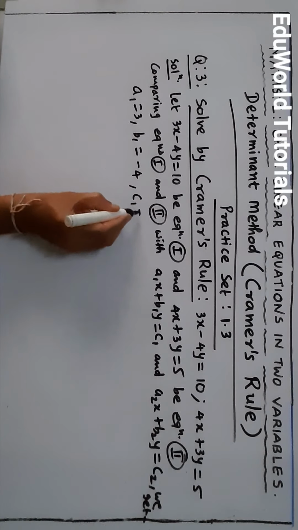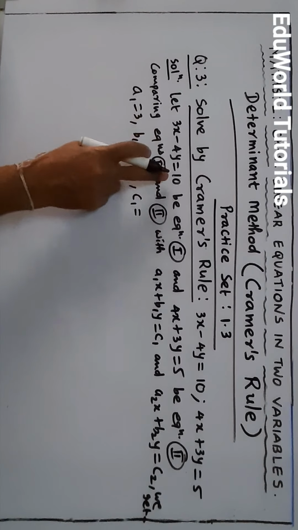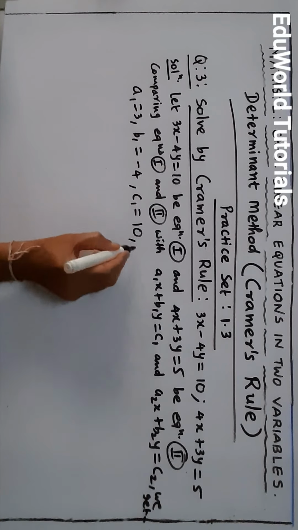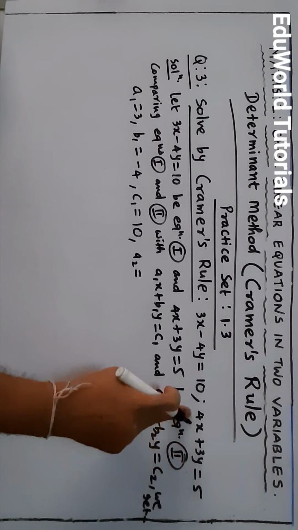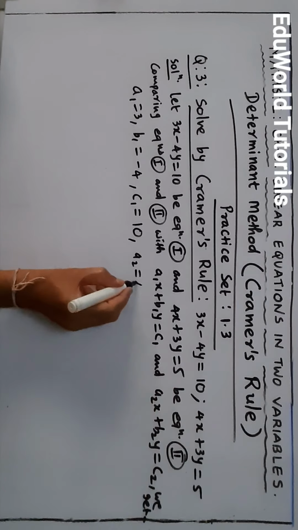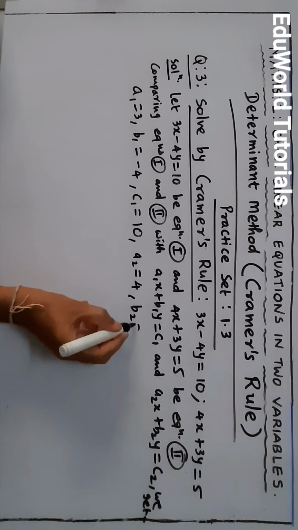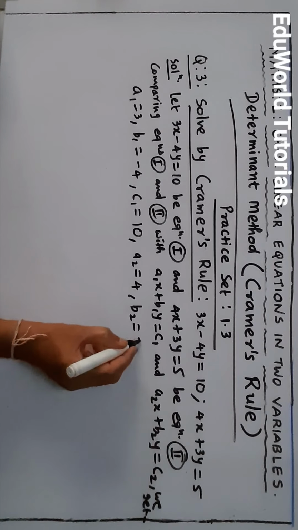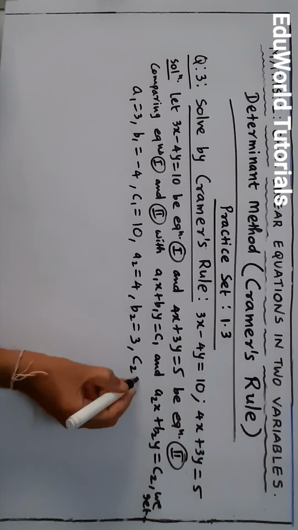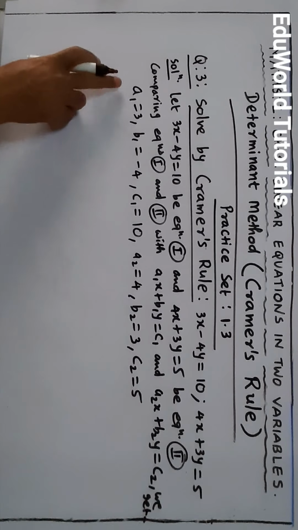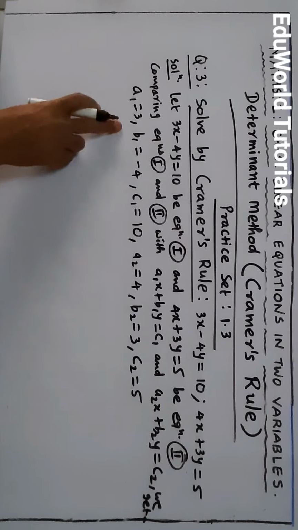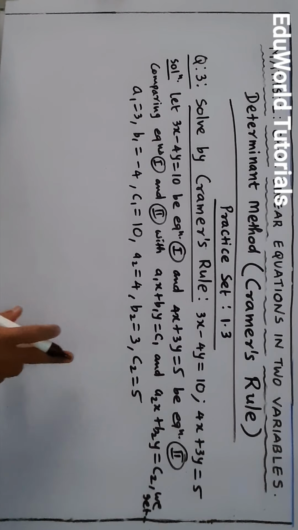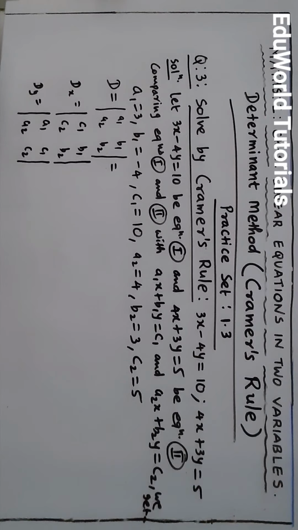C1 is equal to 10, we already numbered them. Also A2 is the x coefficient of the second equation, so it is 4. B2, the y coefficient of the second equation, is 3, and C2 is equal to 5. After getting A1, B1, C1, A2, B2, C2, we have to make 3 determinants out of these 6 values: the determinants D, dx and dy.